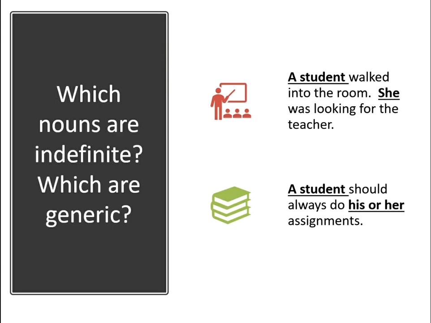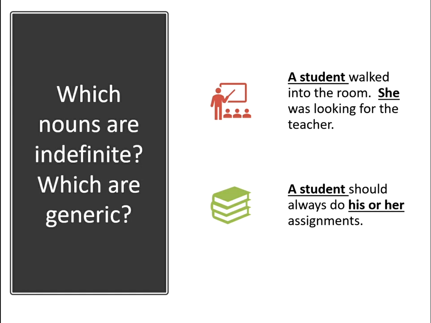Let's look at these examples. A student walked into the room. She was looking for the teacher. Here I have a student, and that's indefinite. So I use the pronoun she because that's the pronoun that the person who walked into the room uses.